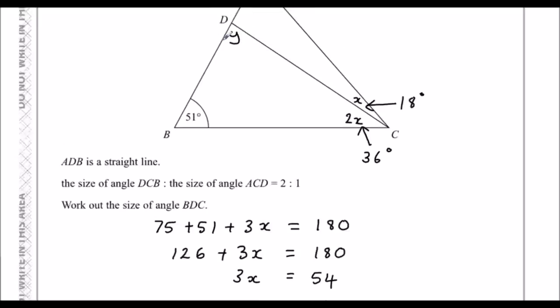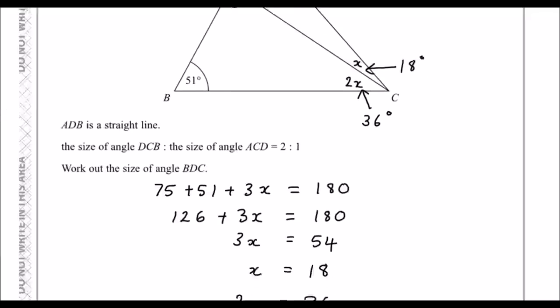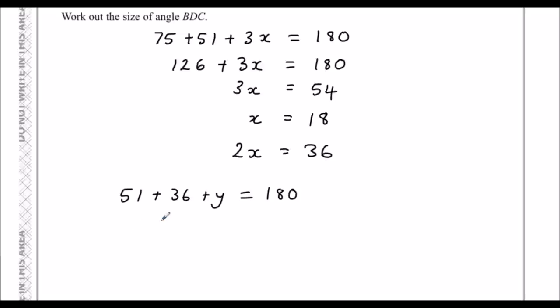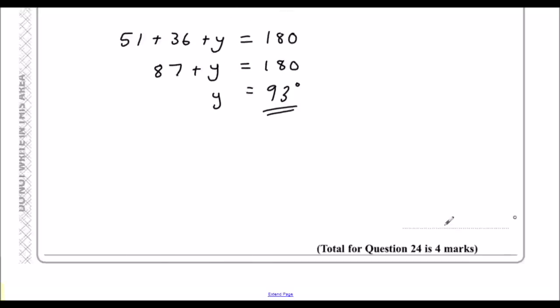So now we can find this missing angle. So we've got 51, 36, and our missing angle equal 180 again, because it's another triangle. 51 and 36 make 87 degrees. So 87 plus y is 180. Take 87 away from both sides. So take away 80 is 100. Take away 7 is 93. So our missing angle is 93 degrees.